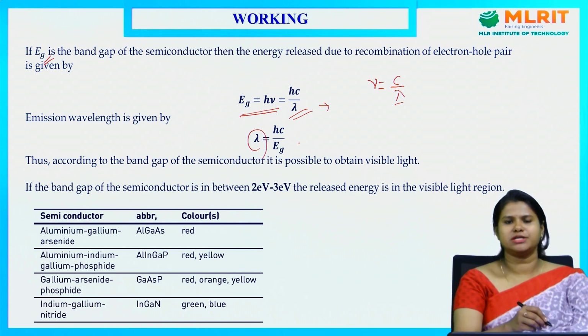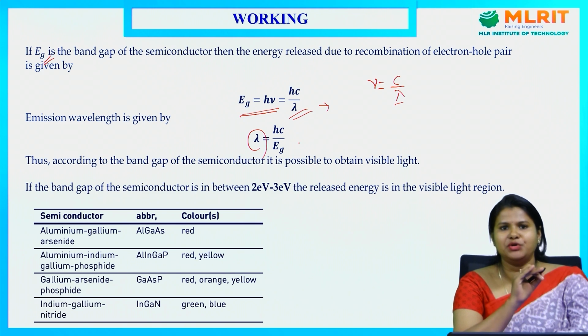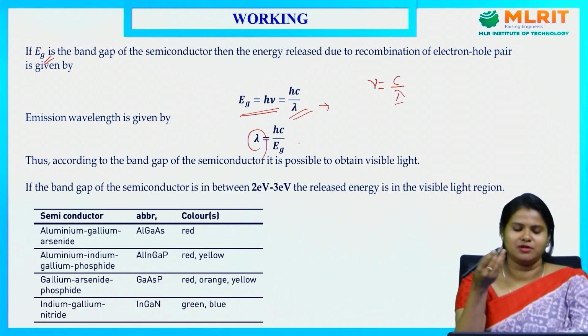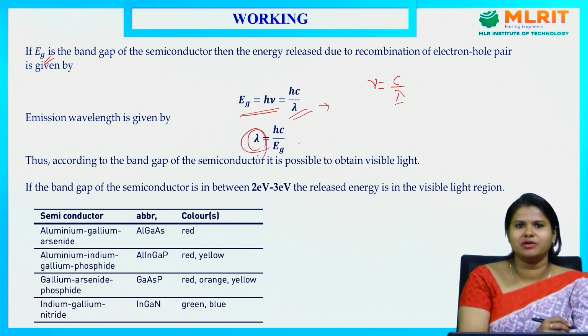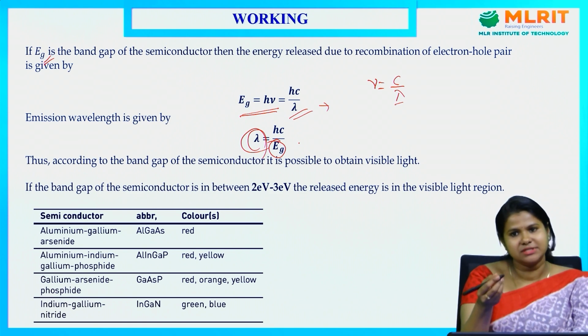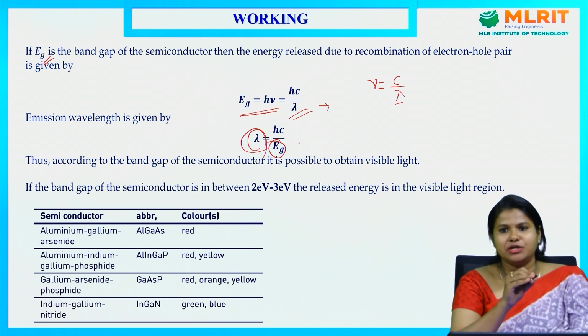So using this formula, if I am using any particular semiconductor and I know the energy gap of that semiconductor, I can calculate the wavelength radiated from that LED. And vice versa, if the wavelength of a given LED is known, I can find out the energy gap of that LED, and I can say which semiconductors we can use to get that particular color or particular wavelength of LED.